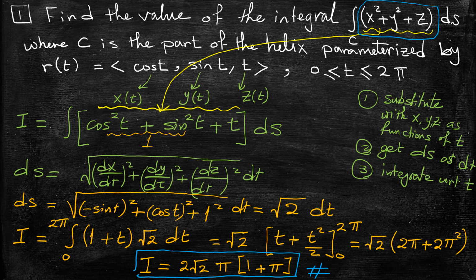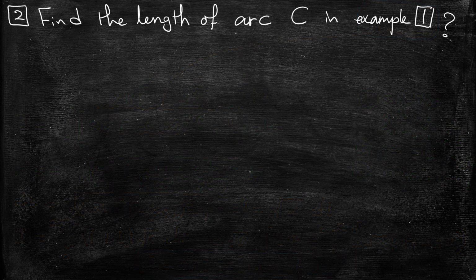So what happens if we do the same, but instead of having a function, we need to find the length of this arc. For the length of this arc, let's remember we have r of t, which was cosine t, sine t, and t.